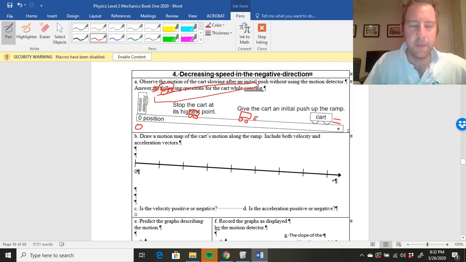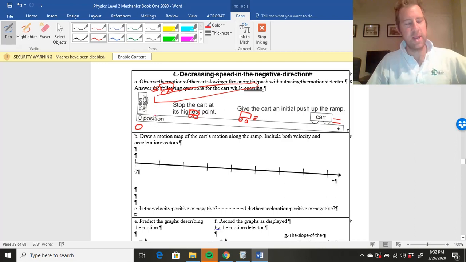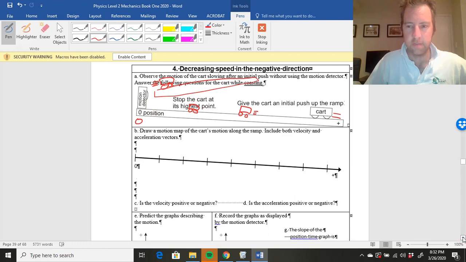So it's still going up a hill and slowing down, but we're now looking at what's the difference if we've changed where the 0 position is. It started from the 0 position last time. This time it's going towards the 0 position. So first things first, let's draw yourself a motion map. So pause the video now and draw a motion map, and when you come back, I'll go through what I think it should look like.